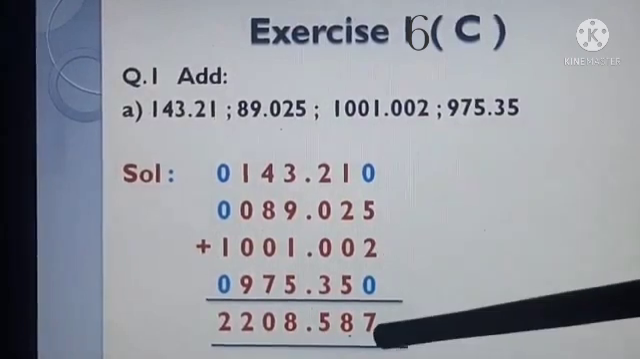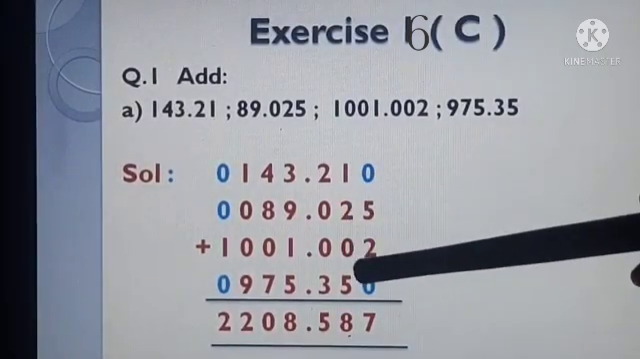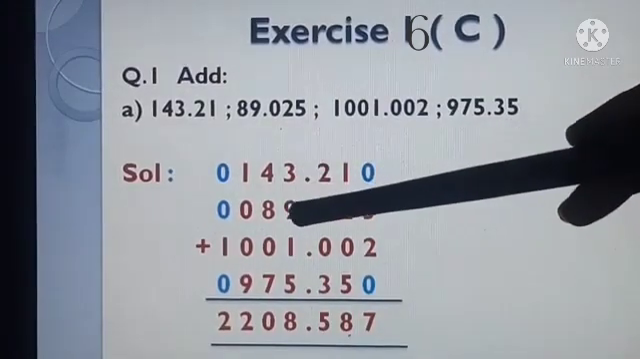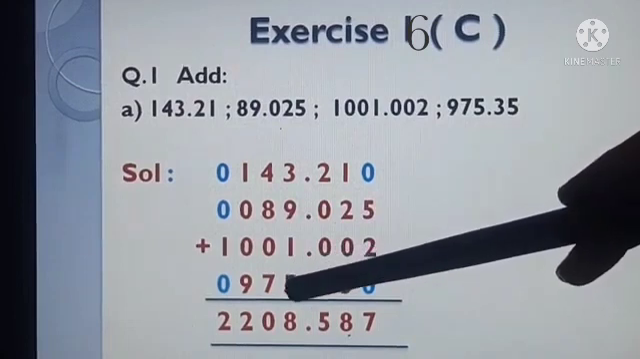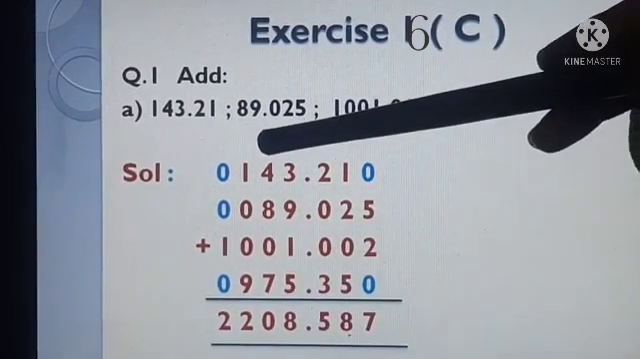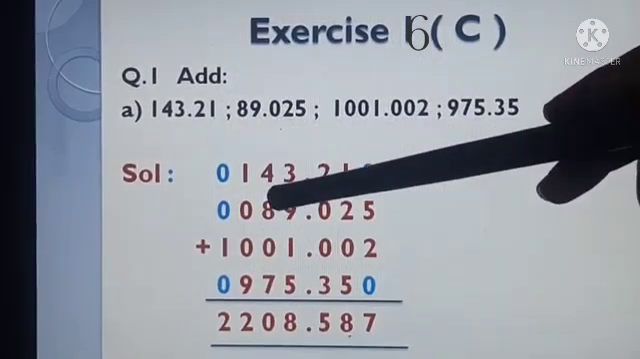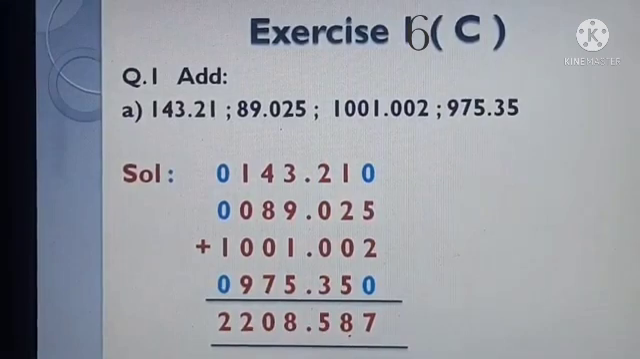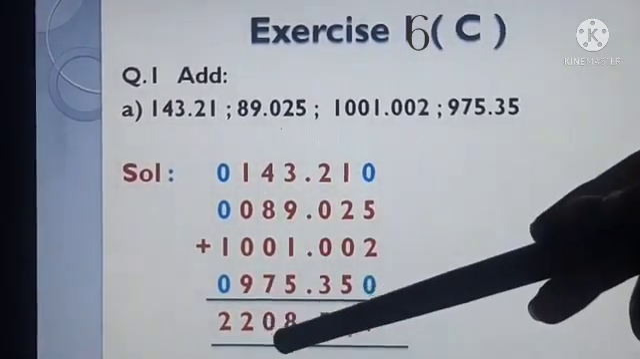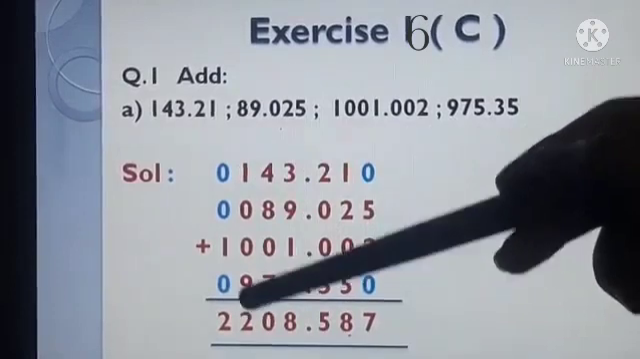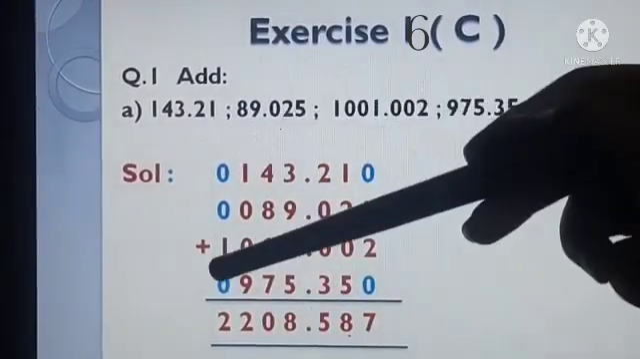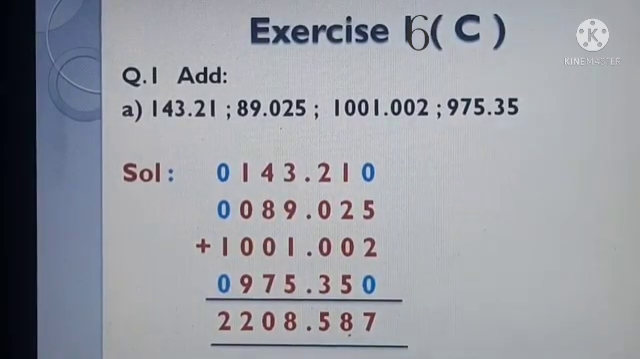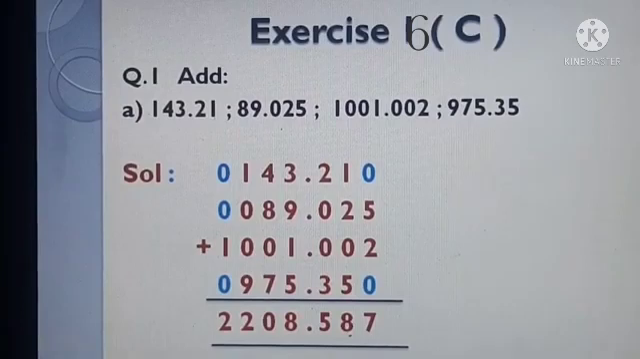Now do addition. 5 plus 2, 7. 1 plus 2, 3. 3 plus 5, 8. 2 plus 3, 5. Then decimal. 3 plus 9, 12. 12 plus 1, 13. 13 plus 5, 18. 8, 1 will be here, carry. 4 plus 8, 12. 12 plus 7, 19. 19 plus 1, 20. 0, 2 carry. 1 plus 9, 10. 10 plus 2, 12. 2, 1 carry. 1 plus 1, 2. So your answer is 2208.587.